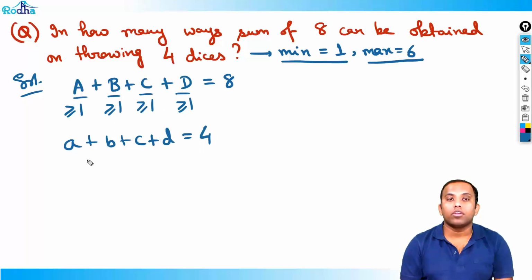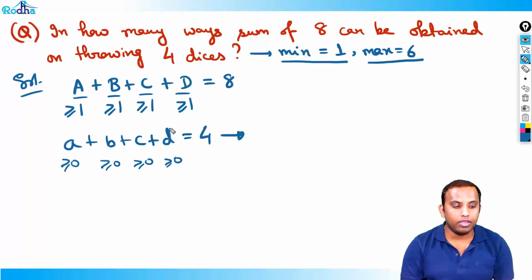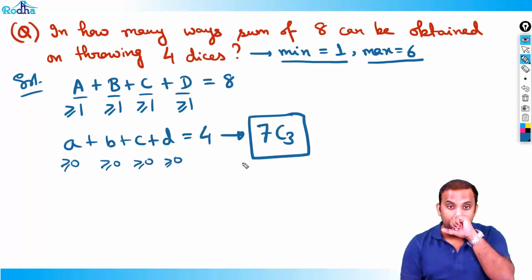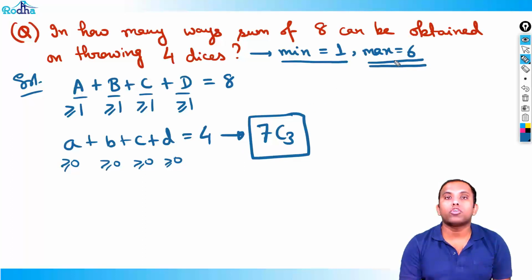Okay. So now all can be 0. And see, if I write the total number of solutions here, it is 4 plus 3, 7C3, right? So total 7C3 solutions, okay? But we should check here that the maximum value is also 6. They should not violate it, right?